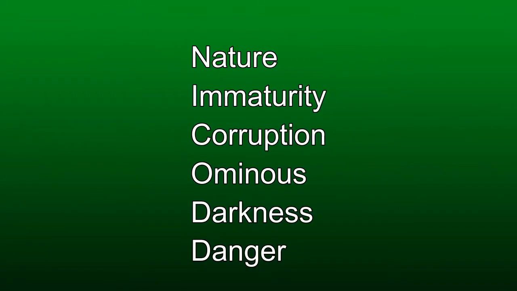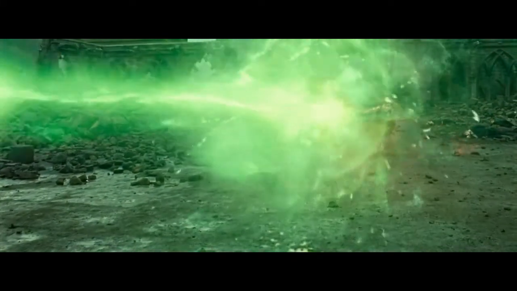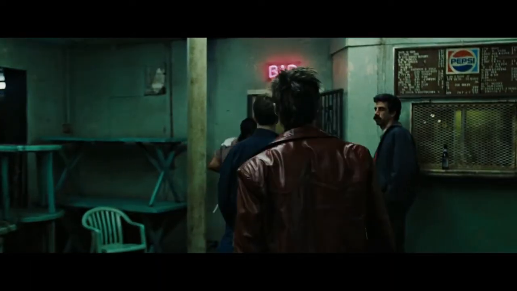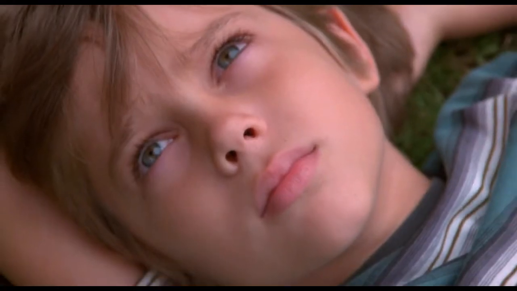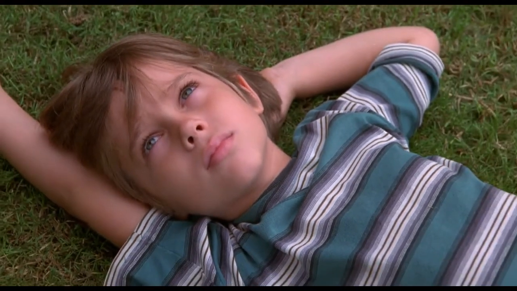Next up is green. I think green is a lot more diverse. Green can be used to show many things. It can be used to show nature, immaturity, corruption, the ominous, darkness, danger. It's very diverse, like I said. Nature, right? Jungle Book, Lord of the Rings. Movies like Fight Club and The Matrix use the color green in a more subtle way to show darkness. So again, I feel that green is a really diverse color, and you can use it in many different ways.